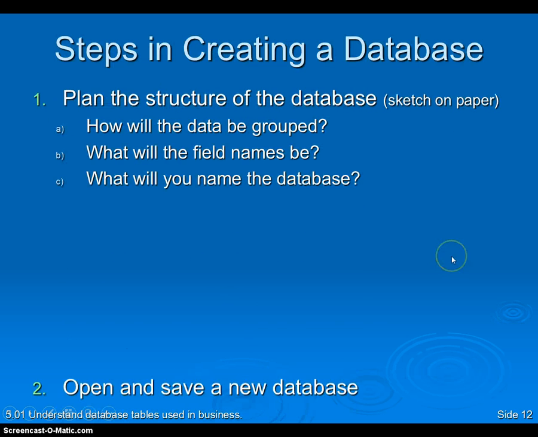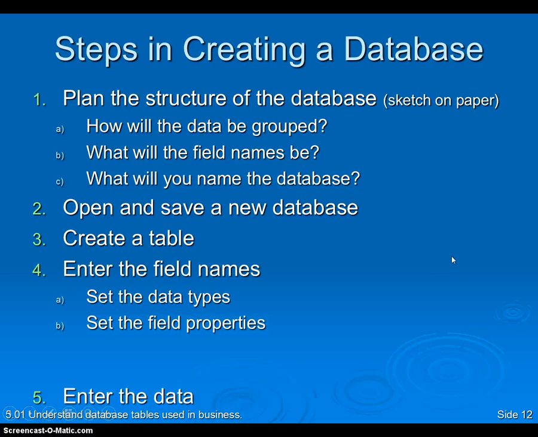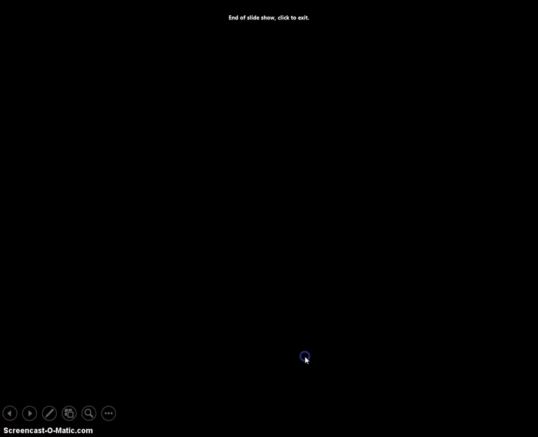These are the steps in creating a database. The first thing you have to do before anything else is plan the structure of your database. What am I going to have in it? What are my field names going to be? How many records am I going to have? What's the name of my database? Once you have decided that, then you open and save your database. Once you've saved and named your new database, then you create a table, entering your field names, selecting your data types, and setting your field properties. The very last thing that you do in a database is actually enter the data. So remember: plan, save, create, and then enter your data.